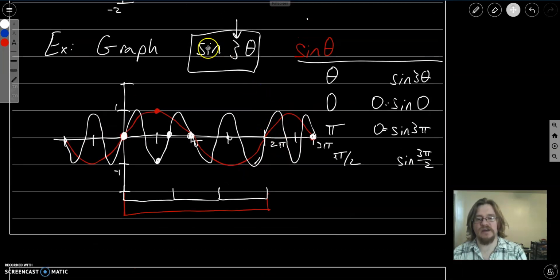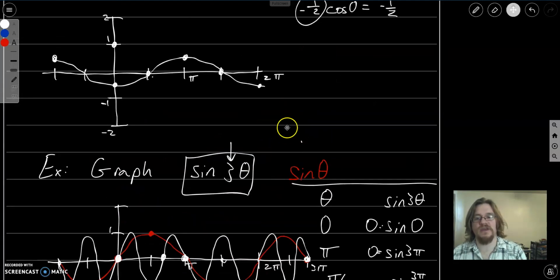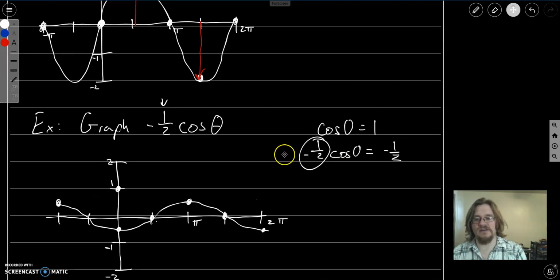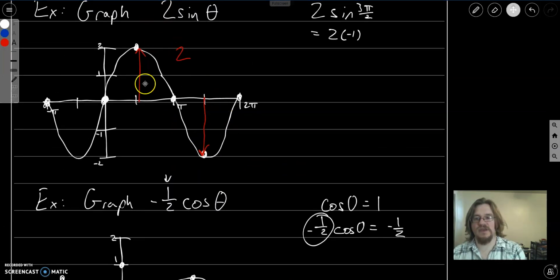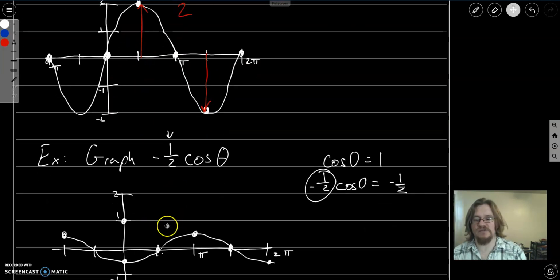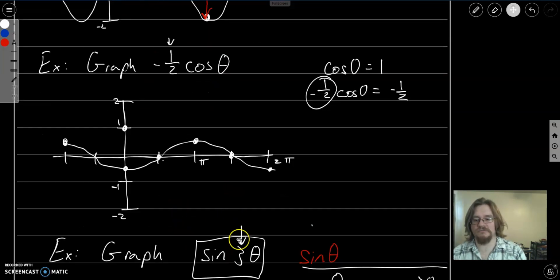When we looked at the graph of sine of 3 theta, our wavelength shrunk a lot. And in fact, it shrunk so much that we could fit 3 wavelengths in, where we could only fit 1 before. And the easier examples were when we multiplied our sine and cosine by a number, which essentially just affected the amplitude of our function.